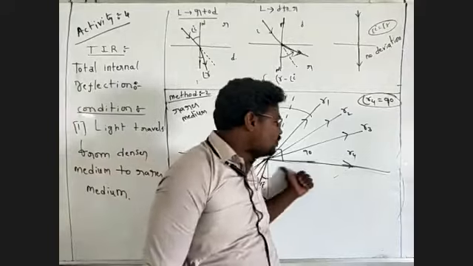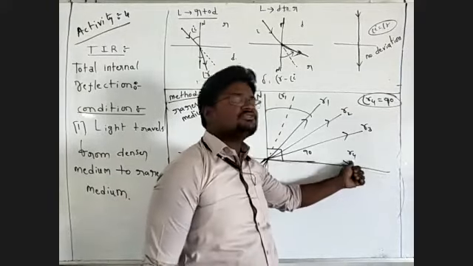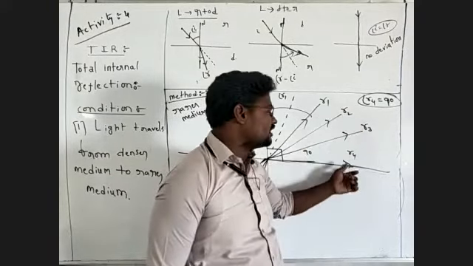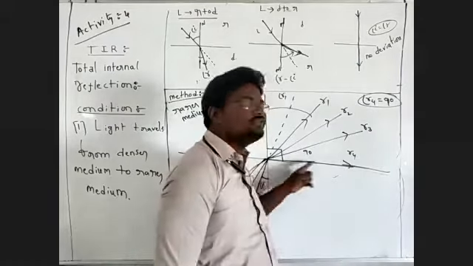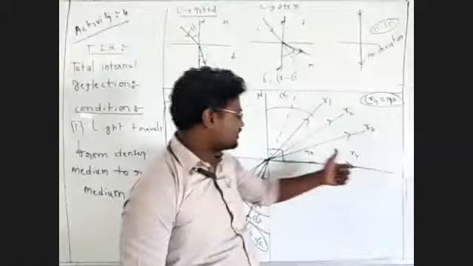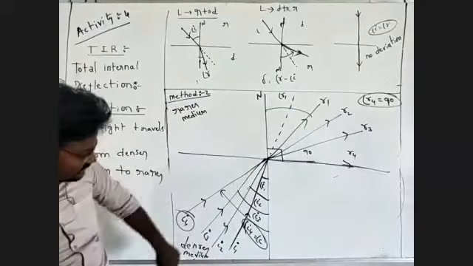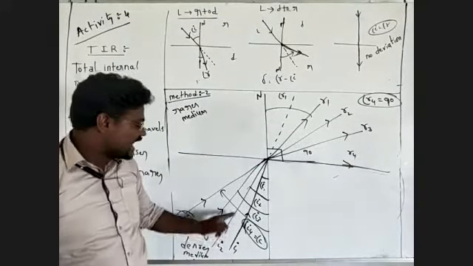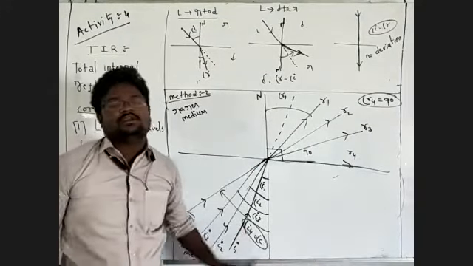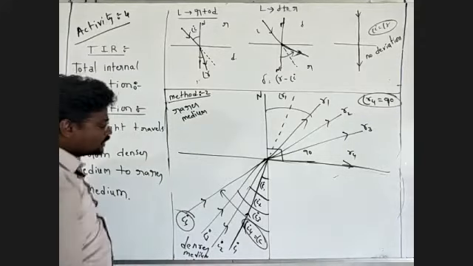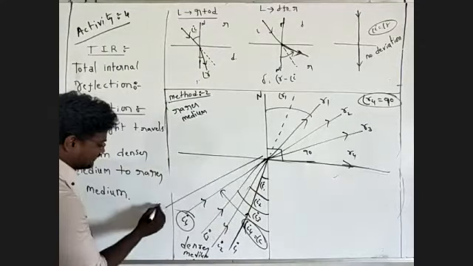R4 is along the interface. R4 is not in the denser medium. R4 is along the interface. I4 is called the critical angle. Now I am increasing the angle, I5.